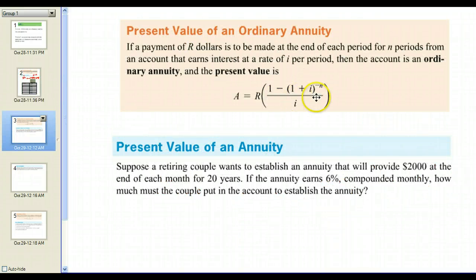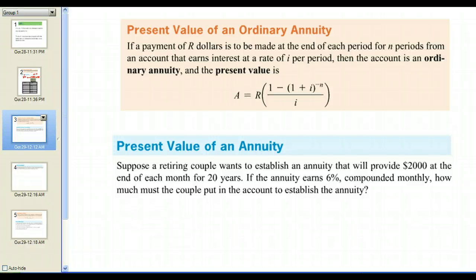Okay, when we're doing present value, we're kind of working backwards on this thing. But everything still stays the same as it was. R is the amount that is now going to be taken out of this fund every month, instead of deposited in, it's going to be coming out every month. I is the interest rate that it's earned, and N is the number of periods that you're going to earn interest.